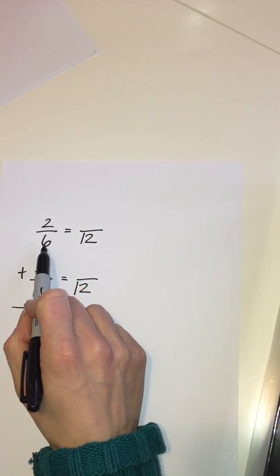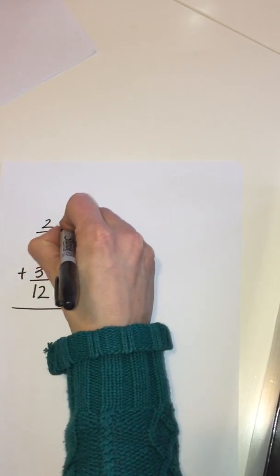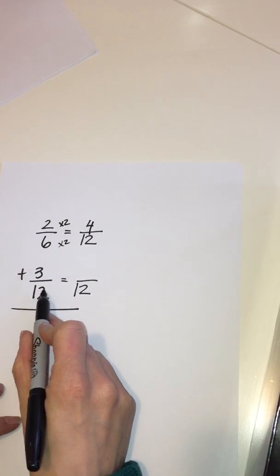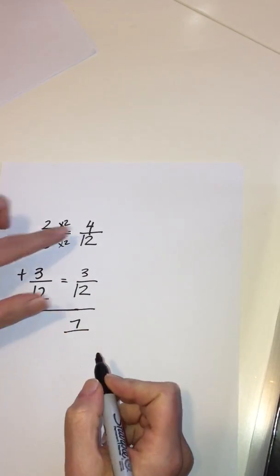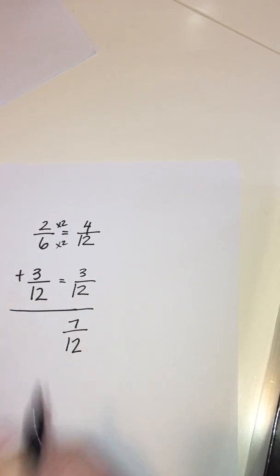When I do that, I say 6 times 1 equals 12. Well, that's 6 times 2. So 2 times 2 equals 4. Here, 3/12 just stays 3/12. And then I'm able to add the two numerators, 4 plus 3, which equals 7, and 12 just stays the same.